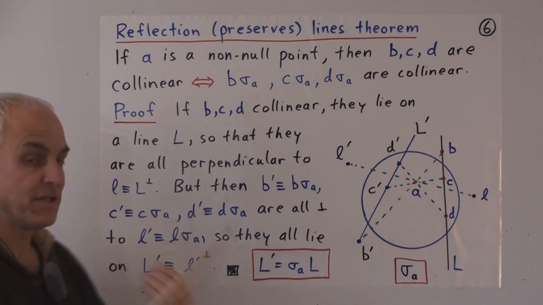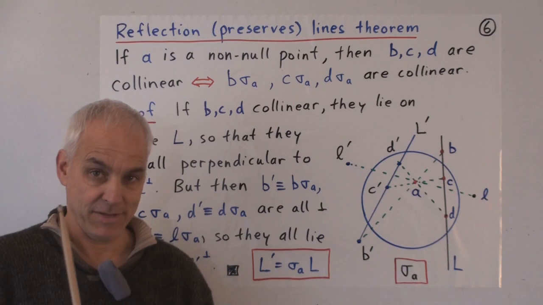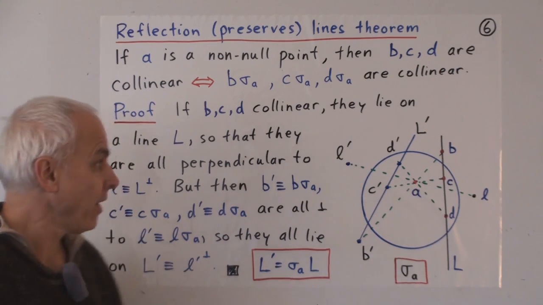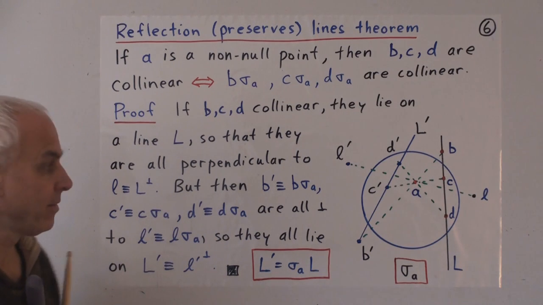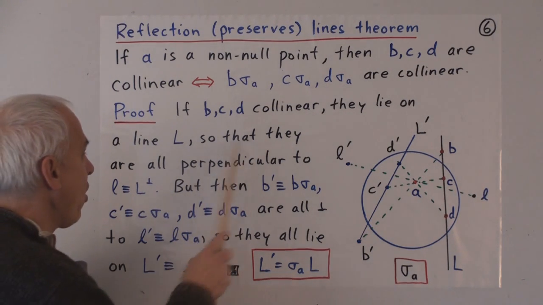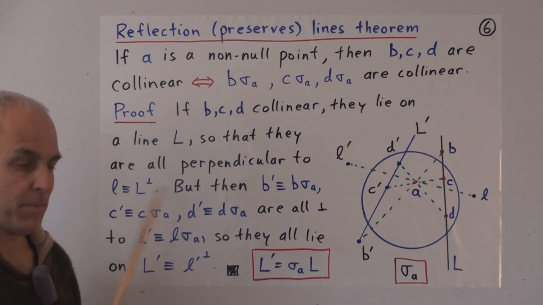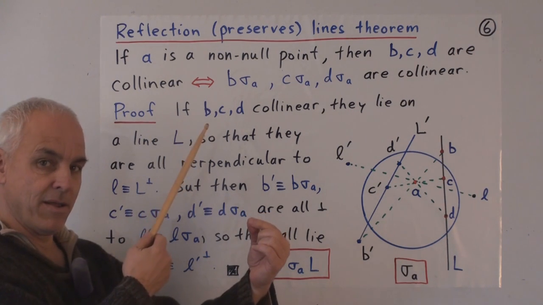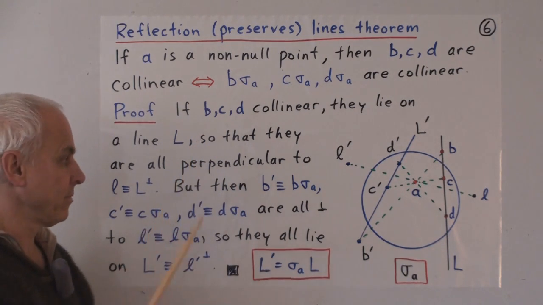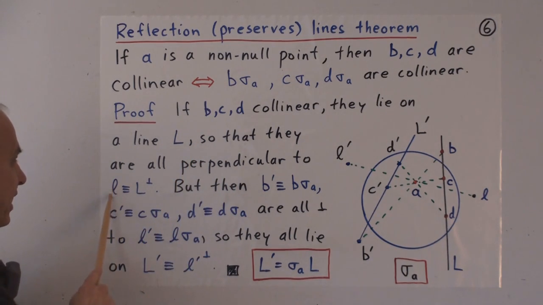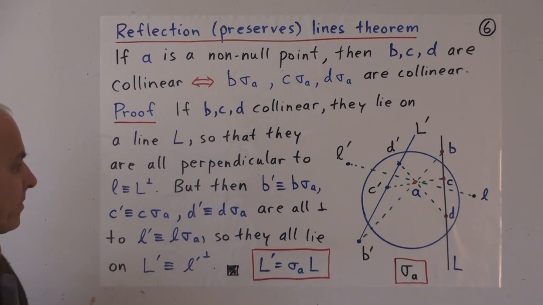So we're going to use the fact that we know that reflection preserves perpendicularity. That's the key. So if B, C, and D are collinear, well, they lie on a line L, so that they are all perpendicular to the dual of L, because the dual of a line is perpendicular to all the points on that line. So little l is the dual of the line through B, C, and D.